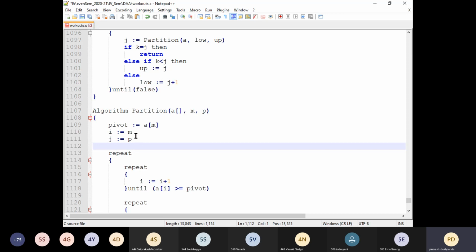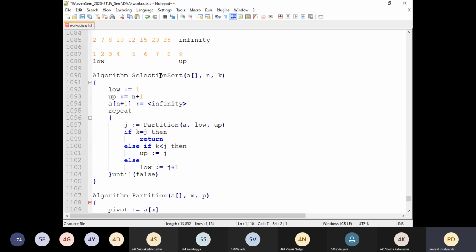Which particular statement varies here, which is different from what we have seen in the quicksort partition? In quicksort there it is low plus 1. Correct, very good. In the quicksort partition, this i is low plus 1. But here it is m itself. And j is obviously, in the selection sort partition, the up value taken as infinity here.